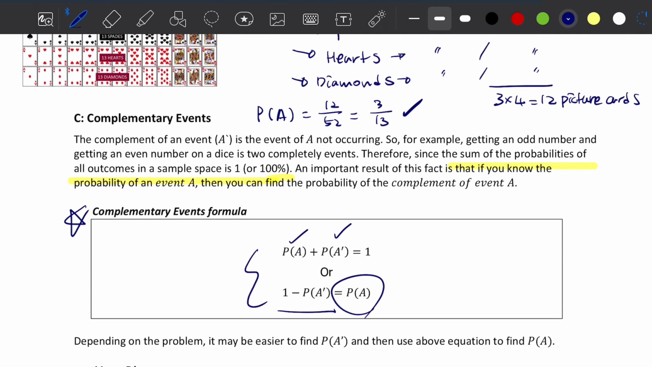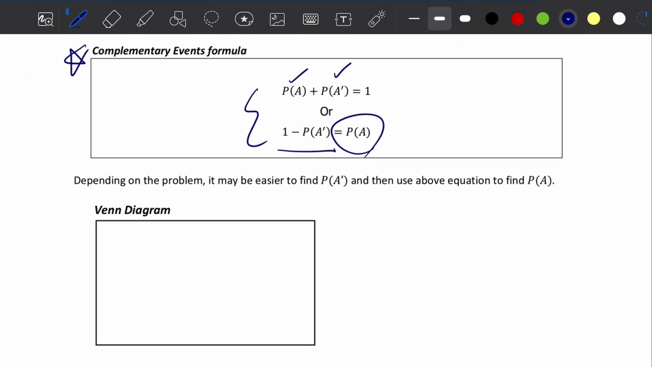Okay, then let's try to demonstrate this information visually using a Venn diagram. So let's say we have an event here.